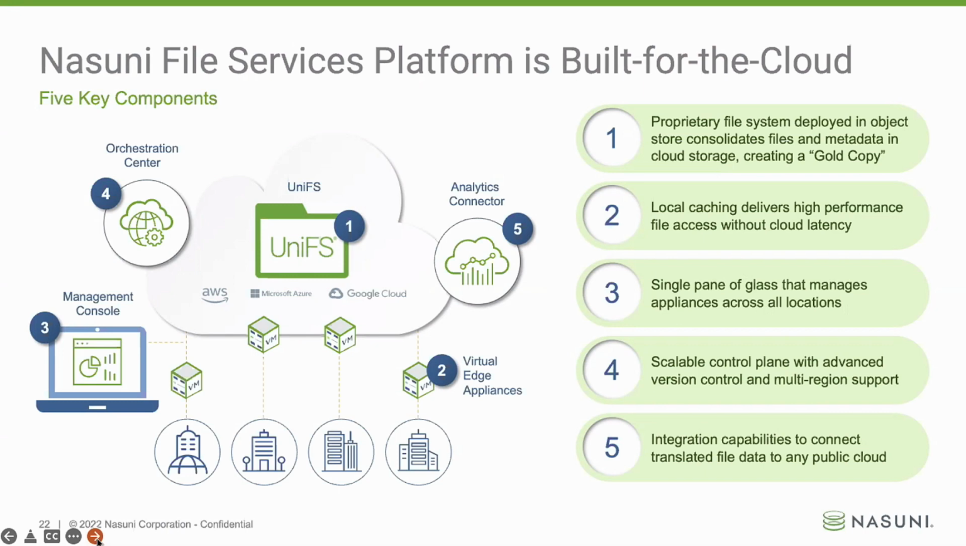But for the most part, our customers take advantage of AWS, Azure, and Google public cloud object storage. UniFS is a continuous versioning file system. You can save multiple versions of your file system, and you as the user get to designate how frequently those versions are created and how long you want to keep them. It is what we call the gold master copy of your data.